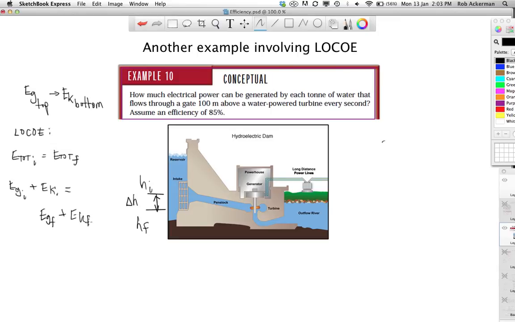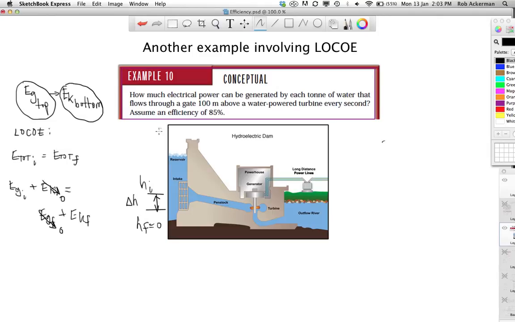Now we can make some assumptions here. First of all, we can assume at the beginning that the water has no kinetic energy. In other words, it's just kind of sitting there in a lake, barely moving or not moving at all. We can also set the final height to 0. Remember, we are free to set the 0 point for Eg anywhere we want in the problem. Usually we do that at the bottom point. So Eg final ends up as 0. And that leaves us with Eg initial, which I called Eg at the top, being converted to Ek final, which I called Ek at the bottom.